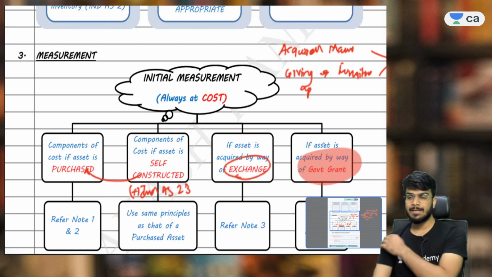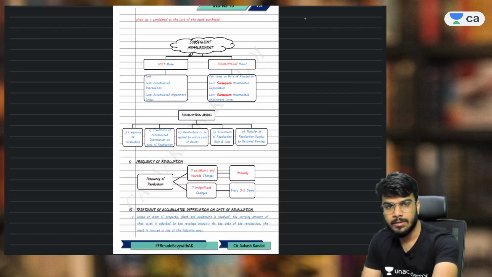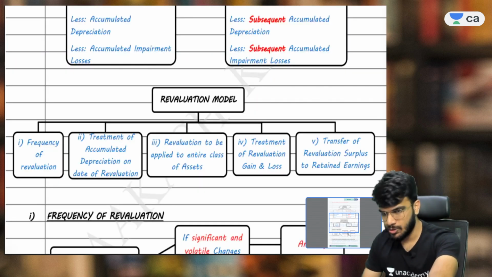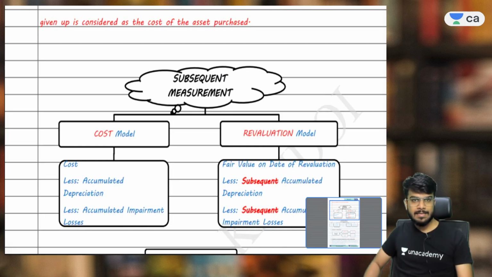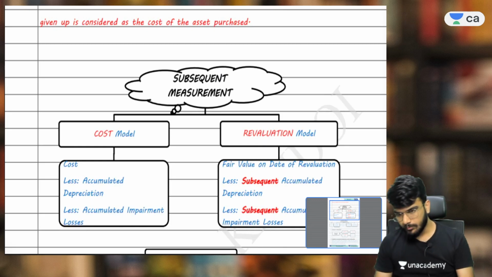What if you acquire any asset by way of government grant? It is discussed under IND AS 20, so it is not covered here, right? So this was the case of initial measurement. If you purchase any asset, at what value will you record that asset initially, right?